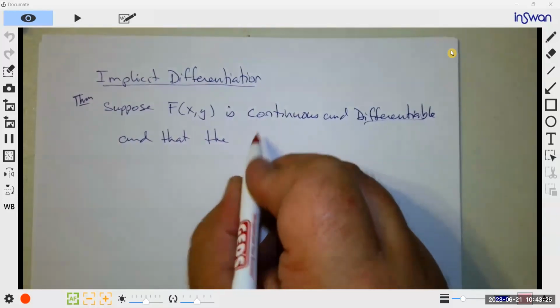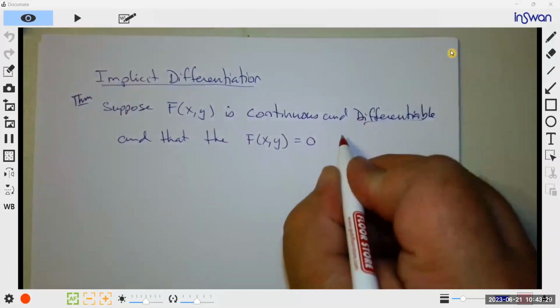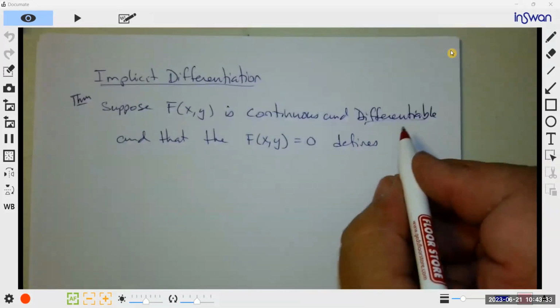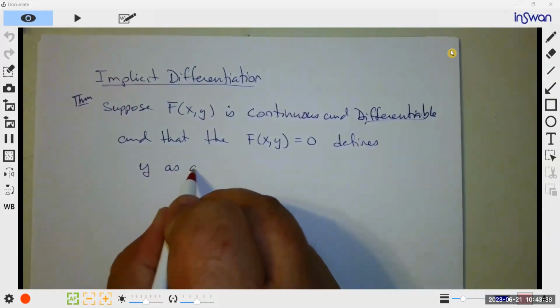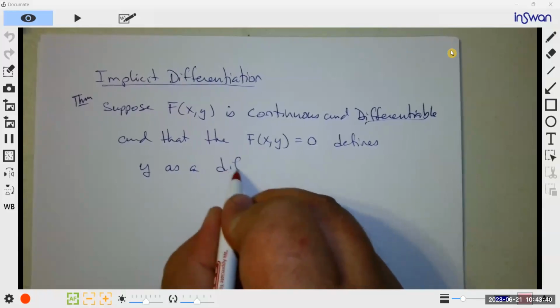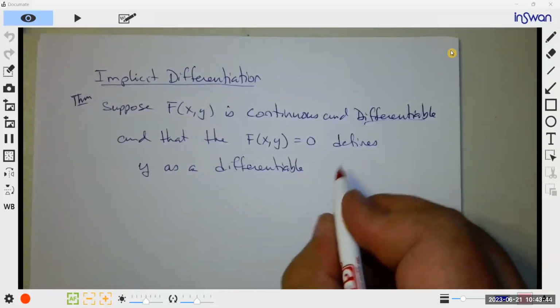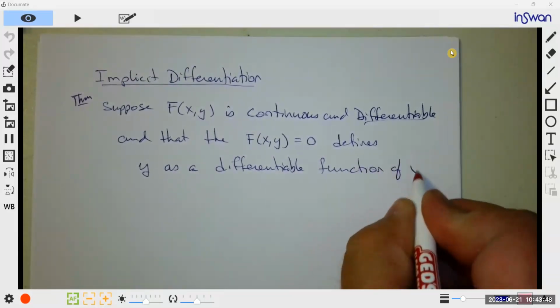And then the function, set it equals 0, f of x, y equals 0, defines y as a differentiable function of x.